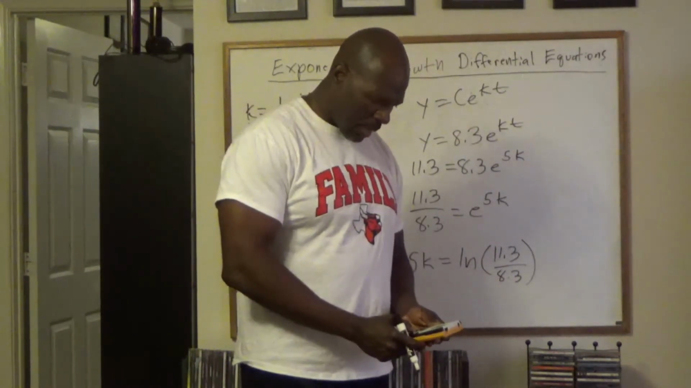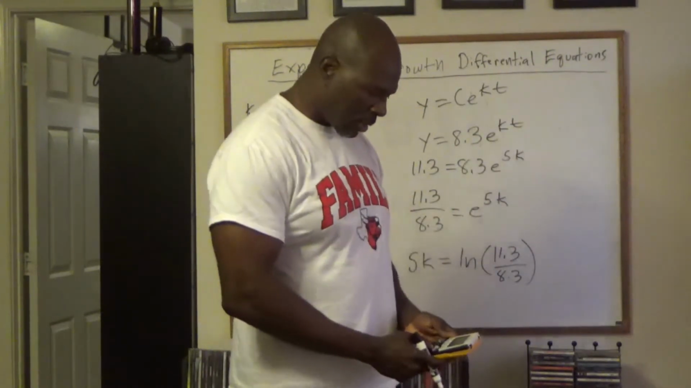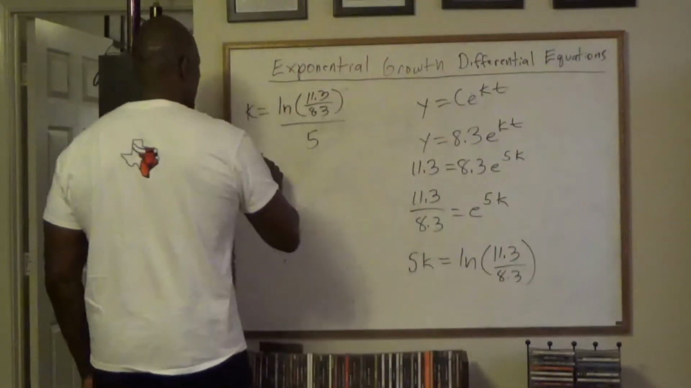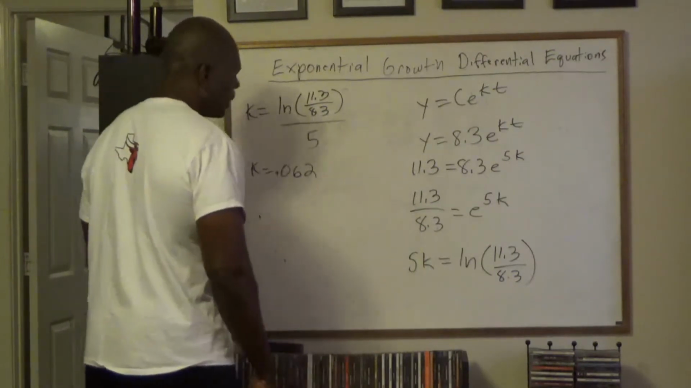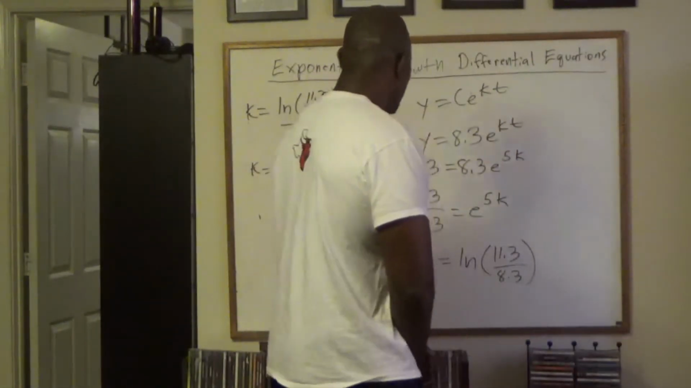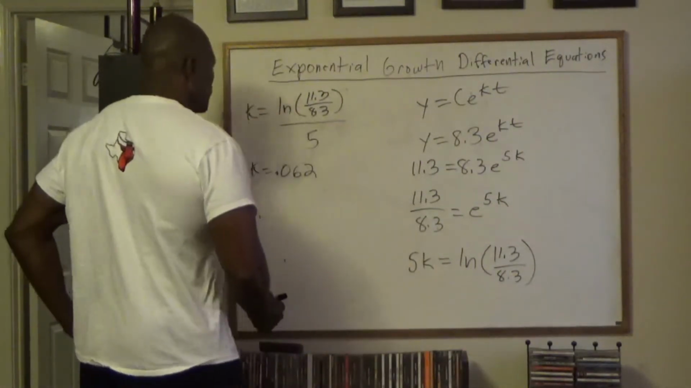That's a calculation one needs to do in a calculator, and so I'll do it. When I do the calculation, I get k is approximately 0.062. And so we generally round to 3 decimal places for most of our values. Okay, so I know the value of k.